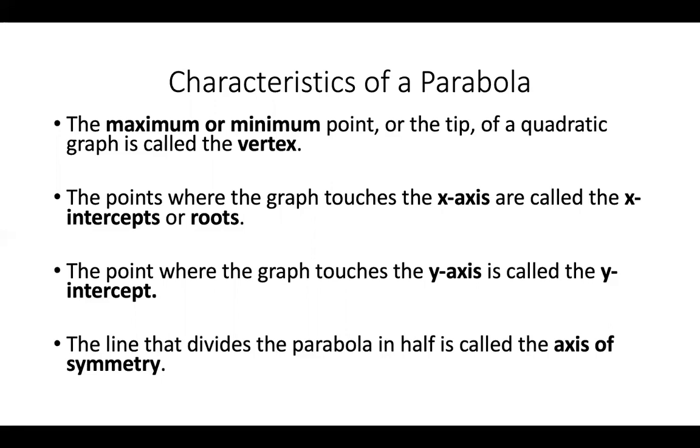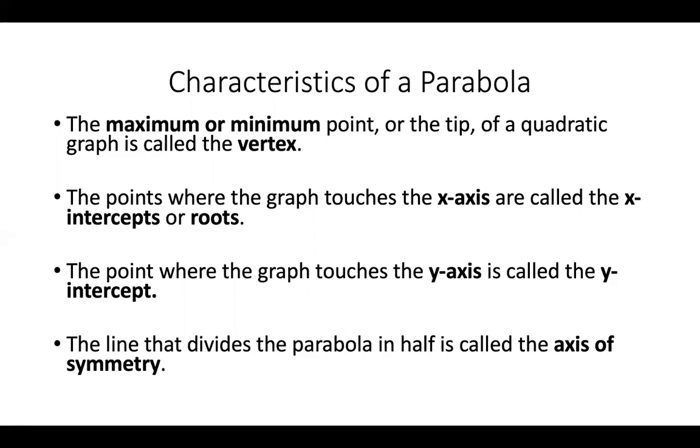The points where the graph touches the x-axis are called the x-intercepts or roots. You may also hear zeros. These are all words that describe the points where the graph touches the x-axis. The point where the graph touches the y-axis is called the y-intercept, something we've learned earlier this year.